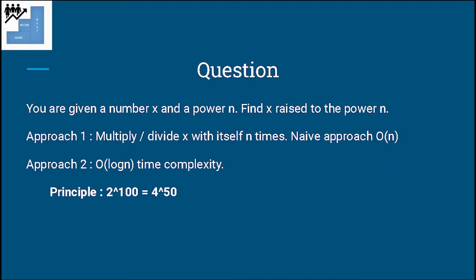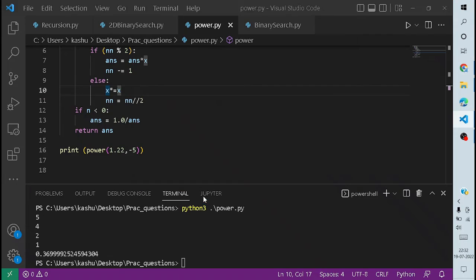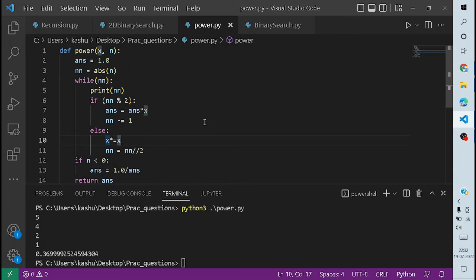The second and the faster approach is of log n time complexity, and it works on the principle of the fact that 2 to the power of 100 is equal to 4 to the power of 50, which means that if I can multiply the number with itself, I can divide the power by 2, right? So let's directly jump into the implementation.